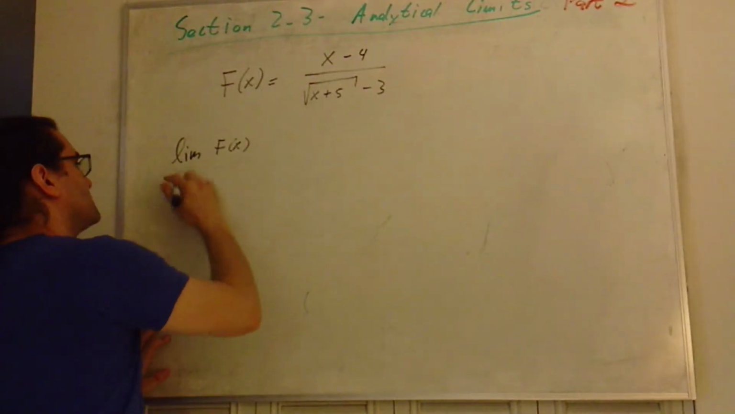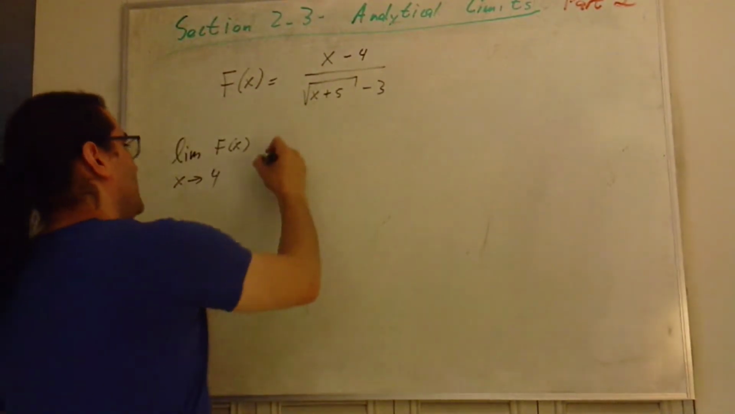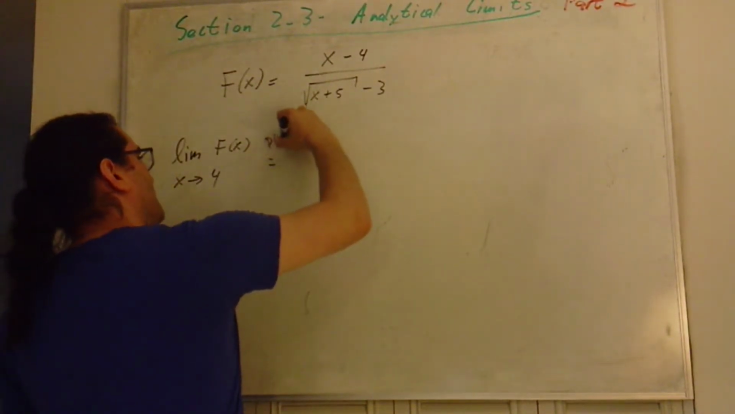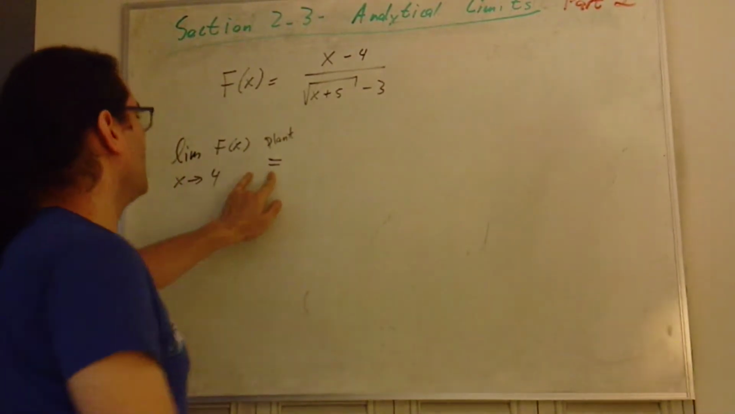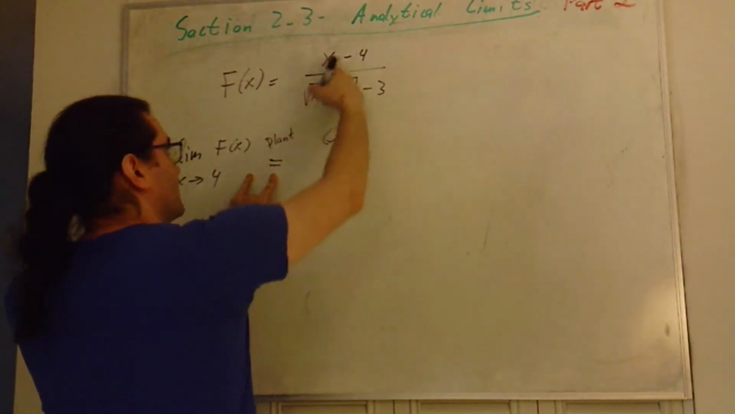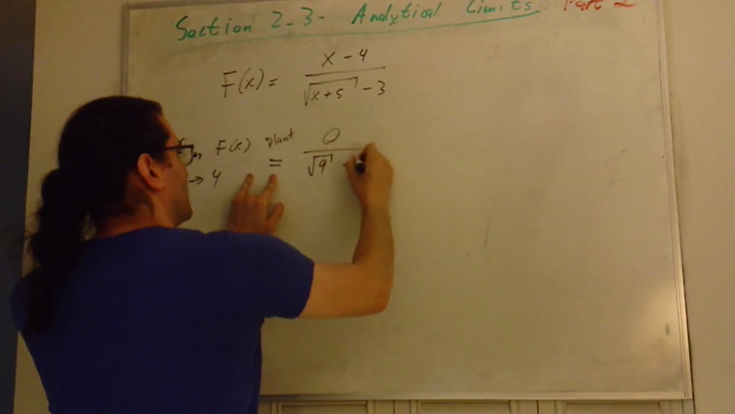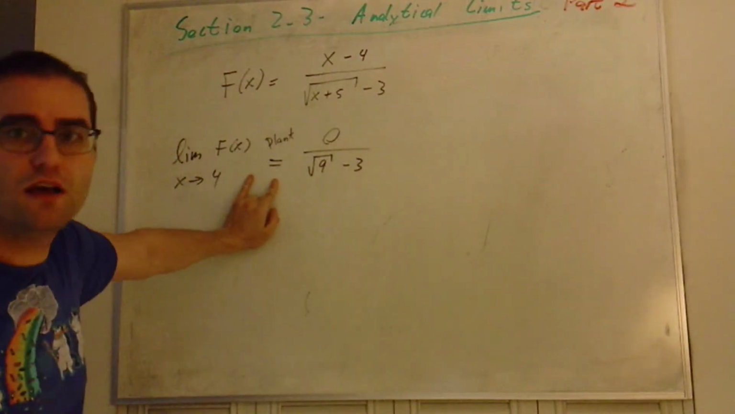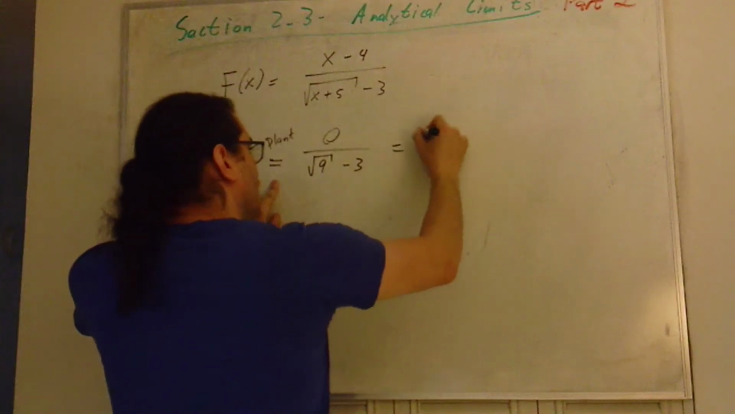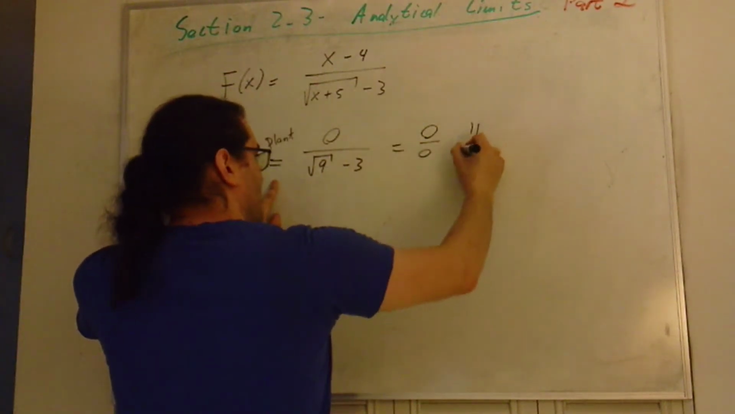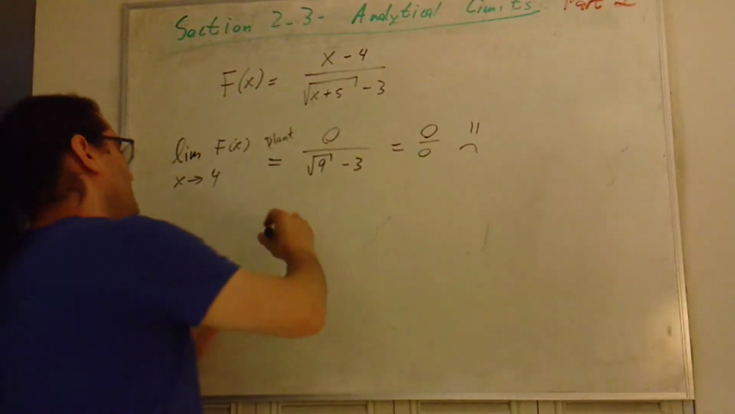as x approaches 4. And as always, we start with plan A by plugging in x equals 4 and seeing what happens. When we plug in x equals 4, the top is going to give us 0. The bottom is going to give us root 9 minus 3. You're probably seeing the problem here. We're going to get 0 over 0, and that is a big frowny face. It's not going to work for us. So we need to go to plan B.